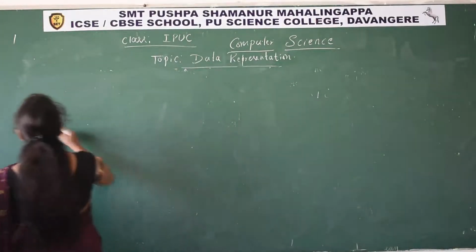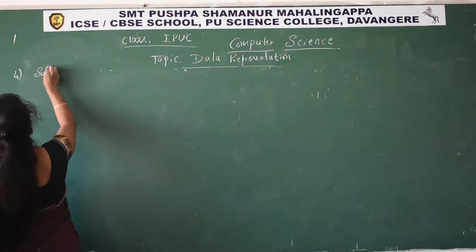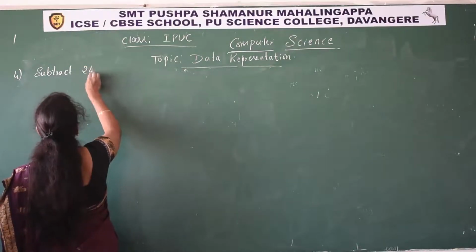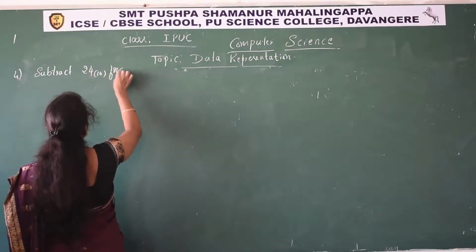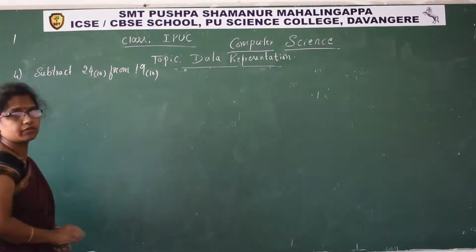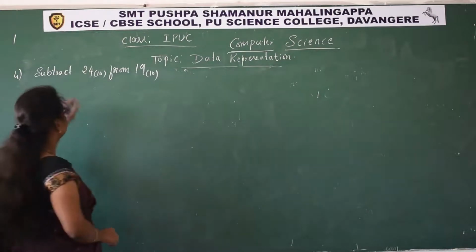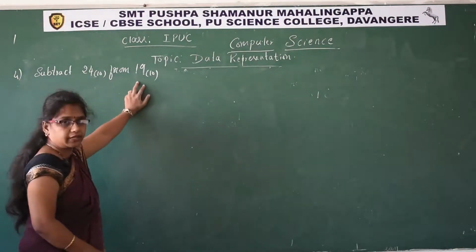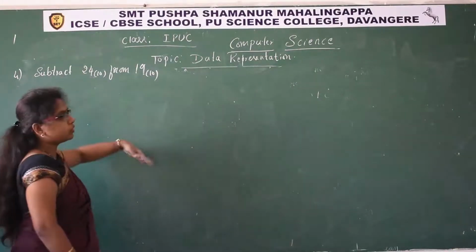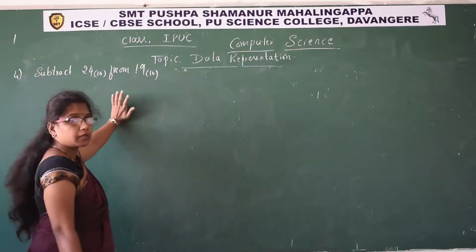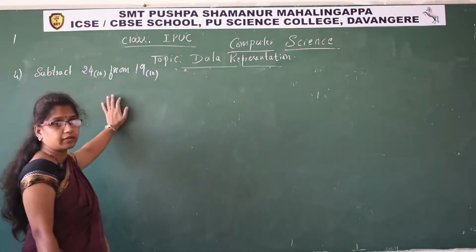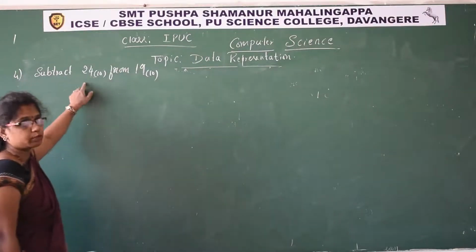Next, subtract 24 base 10 from 19 base 10. So which is the subtrahend and which is the minuend here? 24 from 19. From 19 you have to subtract 24. Here the question is different. So far what we had discussed, we subtracted a smaller number from a larger number. In this example we are going to subtract a larger number from a smaller number. You have to observe here.